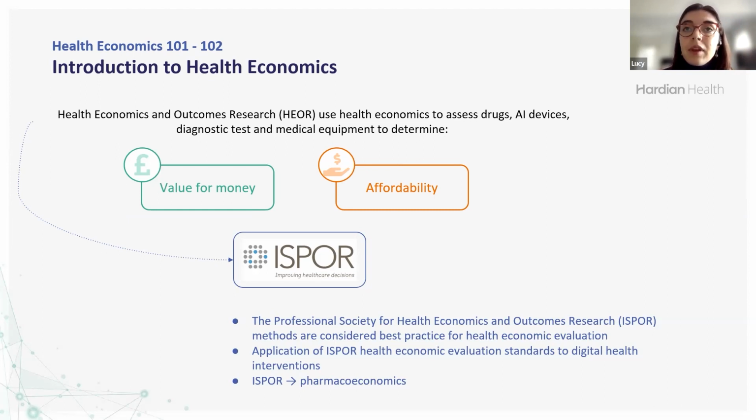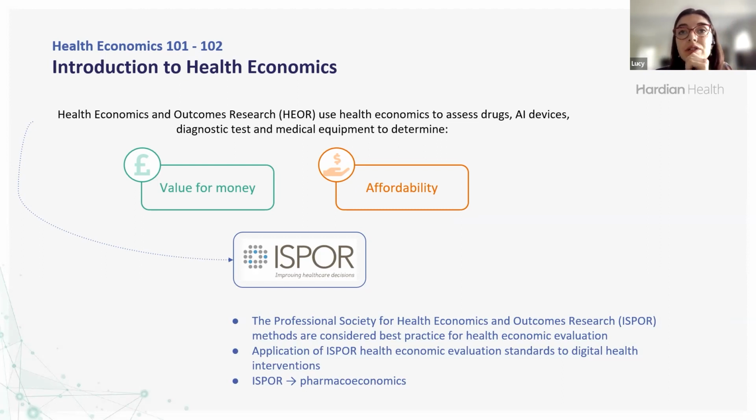So the economic evaluation really needs to be accounting for those two key aspects. And throughout the presentation, we're going to be referring to best practice gold standard methods. These are set out by the Professional Society for Health Economics and Outcomes Research, ISPOR, which is really like the big international powerhouse for HEOR, and they set out the guidance for best methods that we can use when it comes to conducting health economic evaluations.